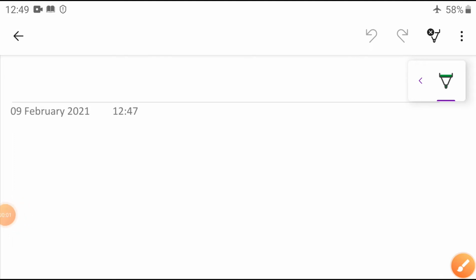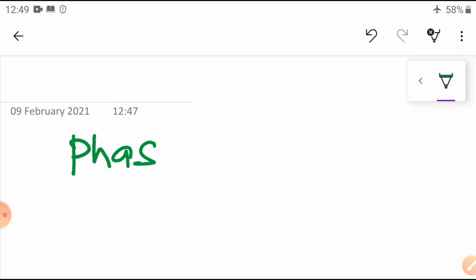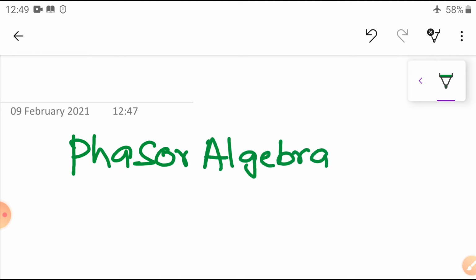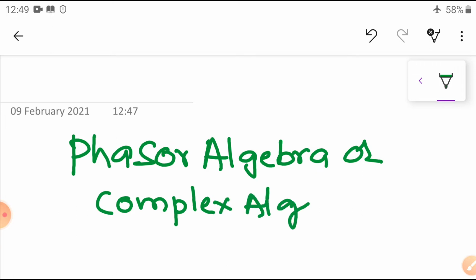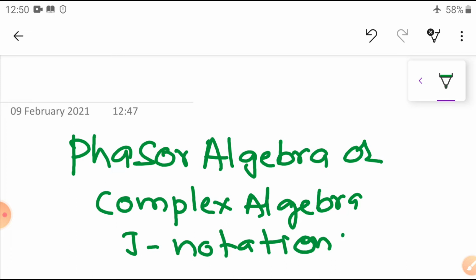So let us continue this topic. Today we are going to learn another method for parallel circuits, that is the phasor algebra, or you can say the complex algebra, or we can name it the J notation method.